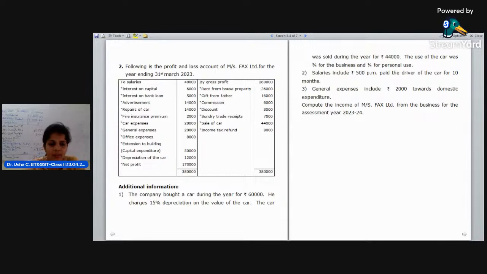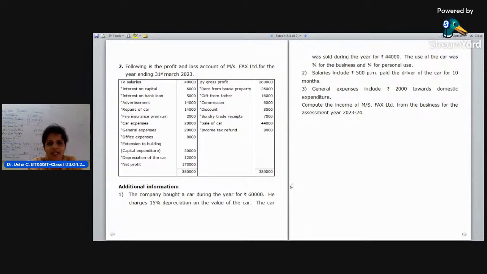Got my point? Okay. So this income, gift from father, is not taxable income. It is not at all taxable, in any other head. Next, being a non-business income, we must deduct it here.